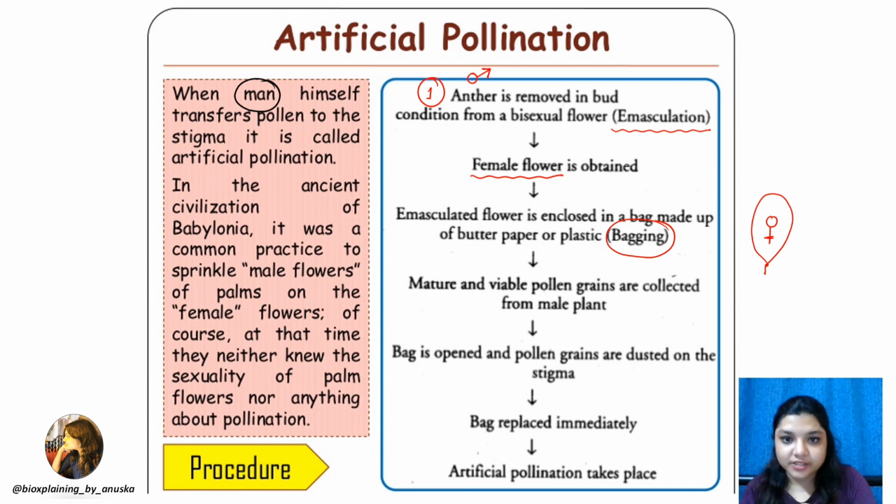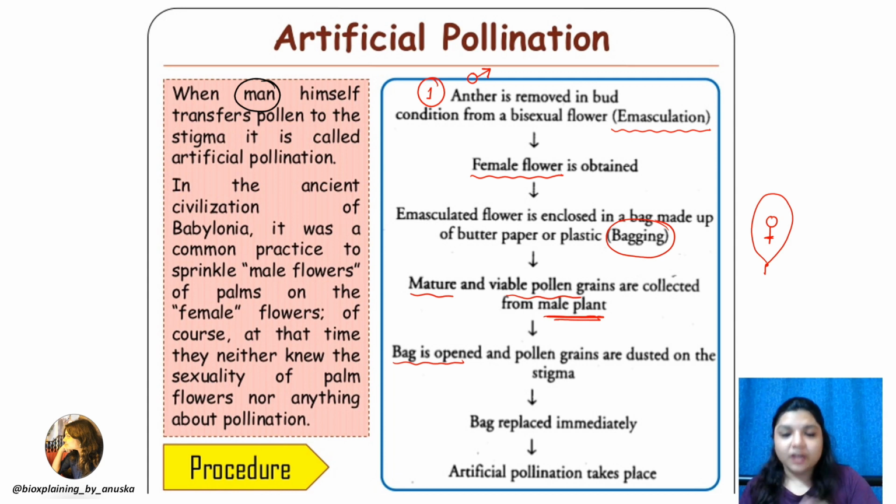Now what we do is, whichever good qualities we want to incorporate, we will collect the pollen grains of those male flowers. So mature and viable pollen grains are collected from the male plant of our choice that we want to use to pollinate. Then we have to open this bag, that is, the emasculated female flower has to be opened, and we have to dust or sprinkle the pollen grains on the female flower. And then we have to replace the bag immediately.